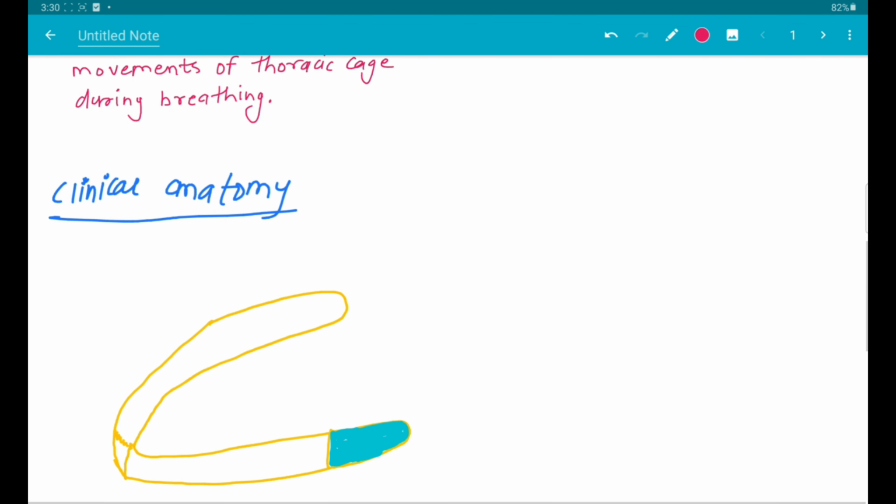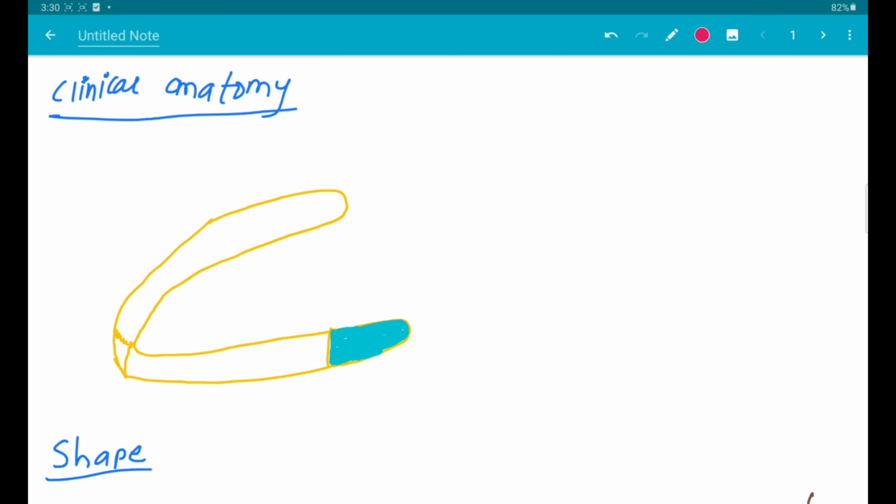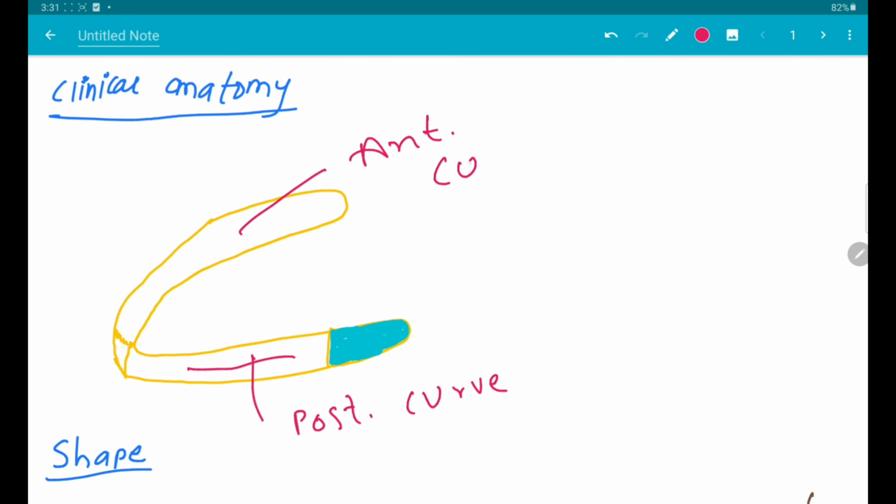Now look at the clinical anatomy of a particular rib. This is the posterior curve and this is the anterior curve. When we face some injury or impact from any hard thing, this is the weak point of the ribs. So this weak point is where breakage basically always occurs. You can say it is the fracture site of the rib, at its angle.